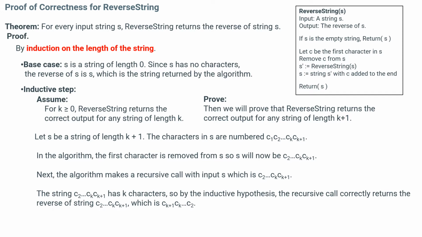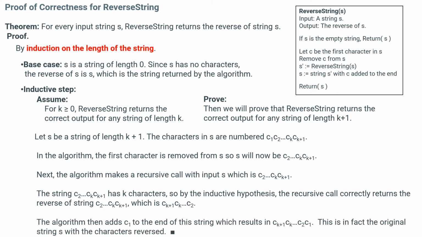So if it really does reverse that, then it would return the string C sub k plus 1, C sub k, all the way, and then the last character would be C sub 2. Okay, so we're assuming that it worked for any string of length k, so we're assuming it worked for this new string, and we know that this is what comes out of it, assuming that it does work for strings of length k. This is what would come out of it.